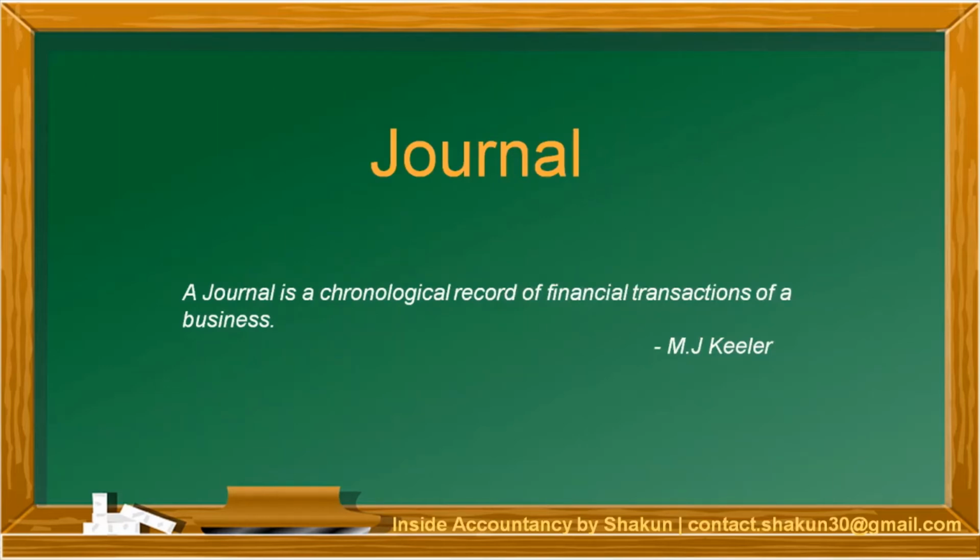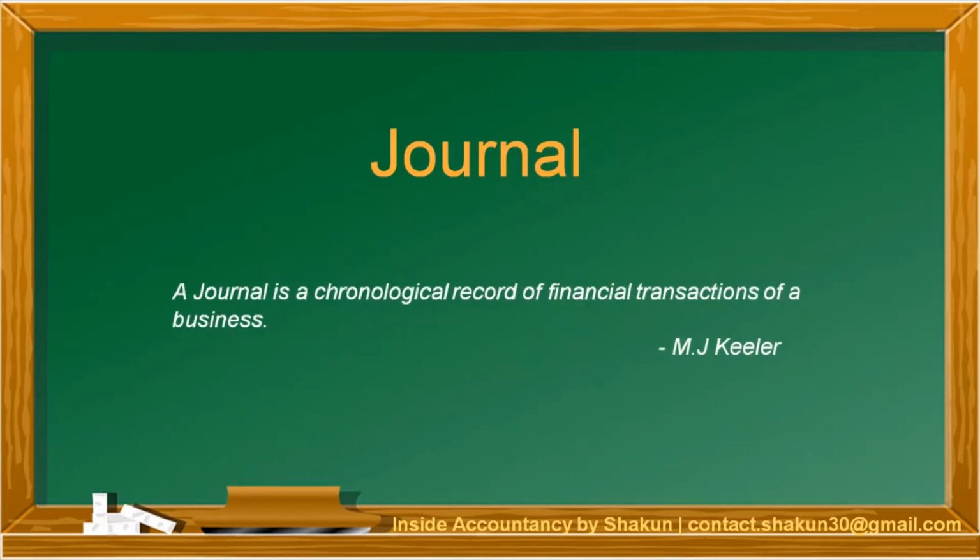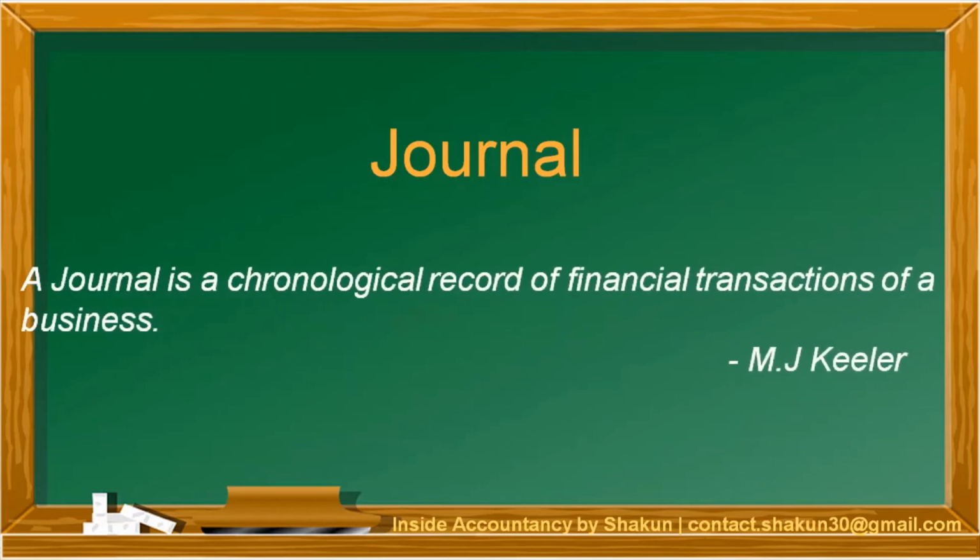First, let us understand the meaning of journal. A journal is a chronological record of financial transactions of a business. So all the business transactions that can be expressed in monetary terms are recorded in a proper sequence as and when they occur in the book of original entry, which is known as journal. For more details on this topic, please refer to my previous videos. You can click on the I button for more details.